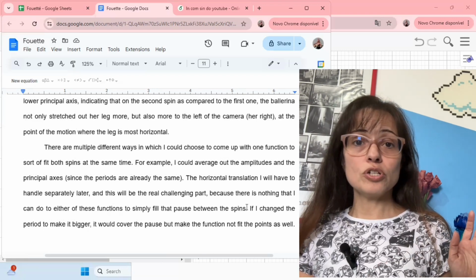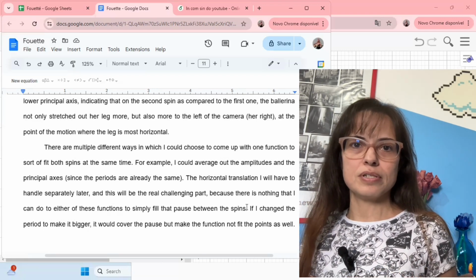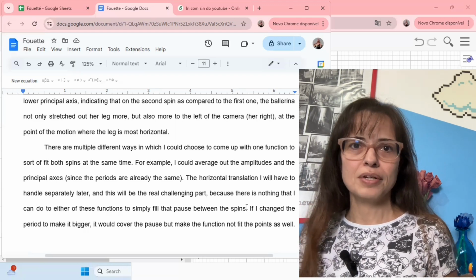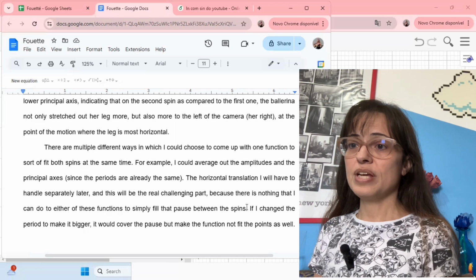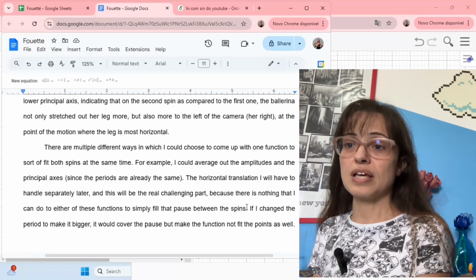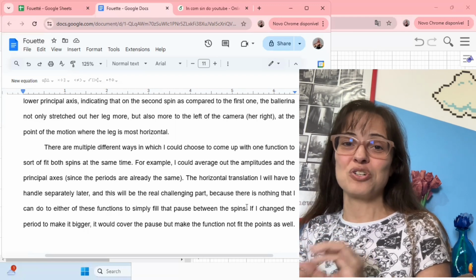And now I'm going to start to have personal engagement, okay? Up until here, it was just the obvious things. Pause the video, type the points, ask for a curve, describe the curve. Now, there are multiple different ways in which I could choose to come up with one function to fit both spins at the same time, because I don't want to have a different trigonometric function for each spin.